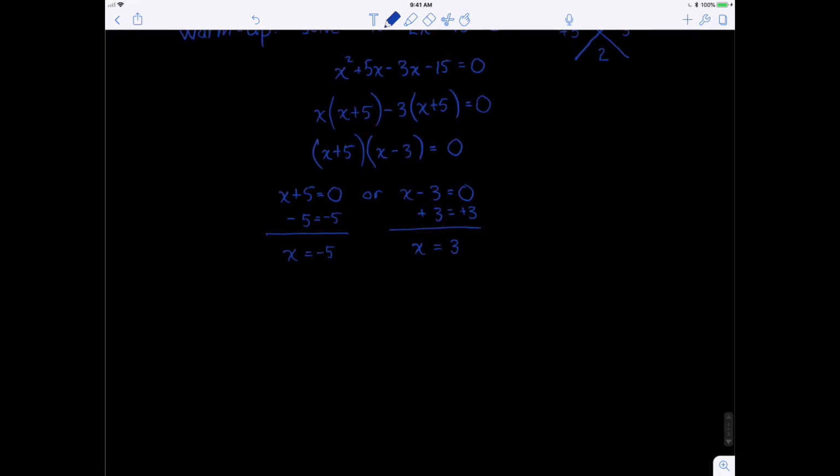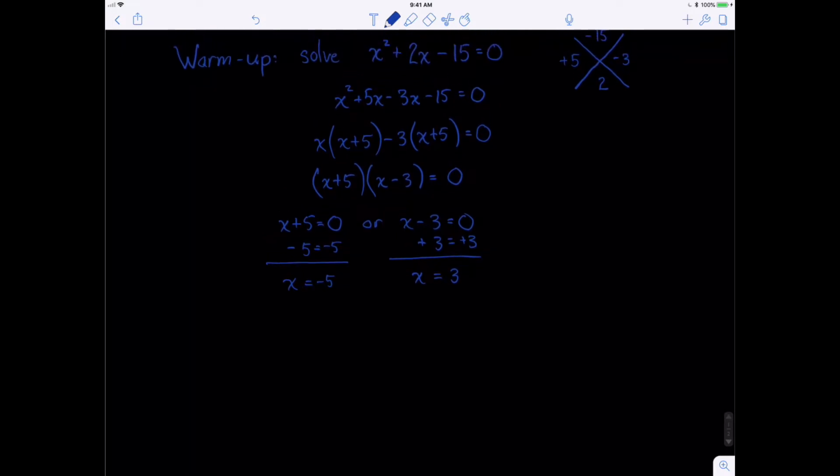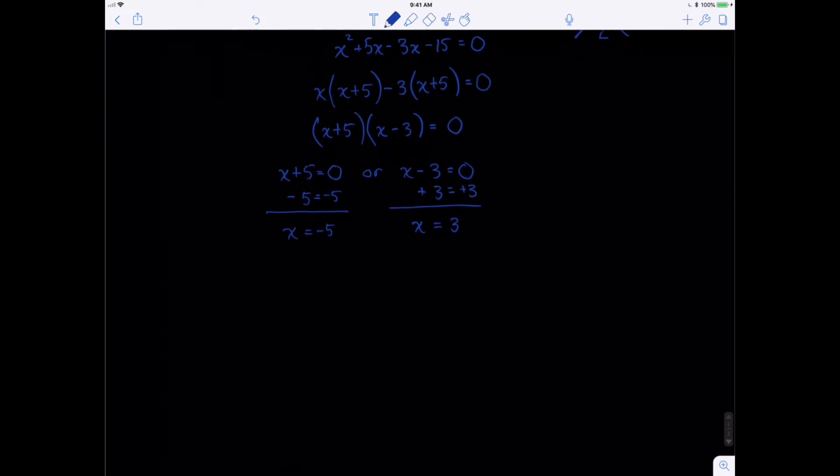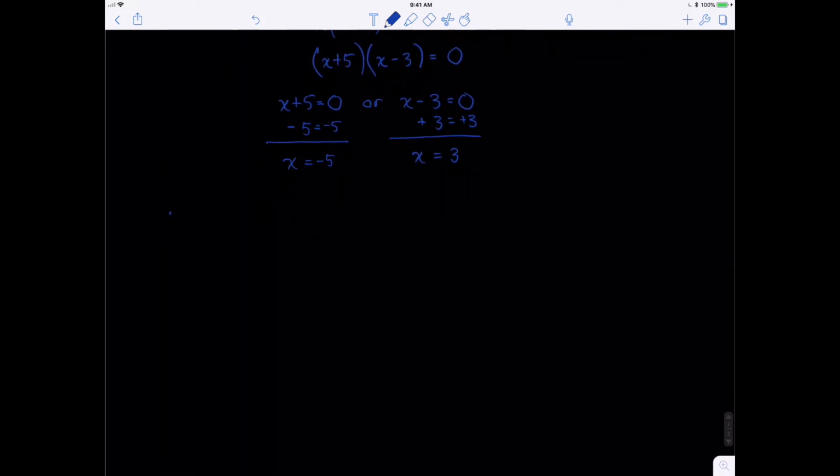Now I'm going to put in here, this is by factoring. That was the first thing we did here. By factoring. And then, okay, let's solve it again. This is by completing the square.